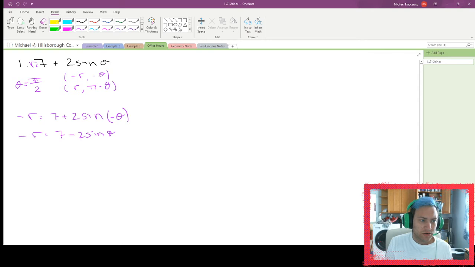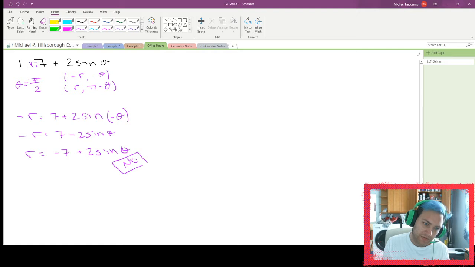So then I can go ahead and divide by this negative over here. We get r equals negative 7 plus 2 sine of theta, and I compare now. Does that look the same as that? Nope, because that 7 is negative and it wasn't negative. So I'd say no, this does not have symmetry over the theta equals pi over 2 axis. Okay, so let's try this other one then. Let's see if this other one will do it for us.